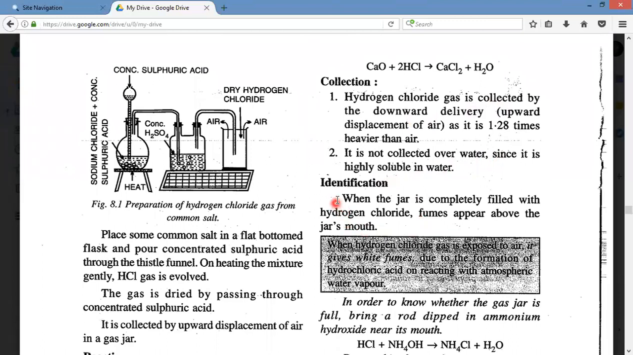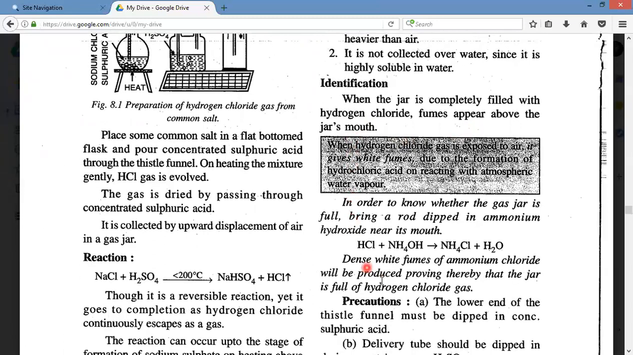Now, next one is the identification. How can you identify that HCl gas is there? When the jar is filled with that gas, fumes appear at the jar mouth. When these fumes appear, we treat it with ammonium hydroxide. When a rod dipped in ammonium hydroxide comes near the mouth of that HCl gas, dense white fumes of ammonium chloride will be produced, and that identifies it as hydrogen chloride gas.